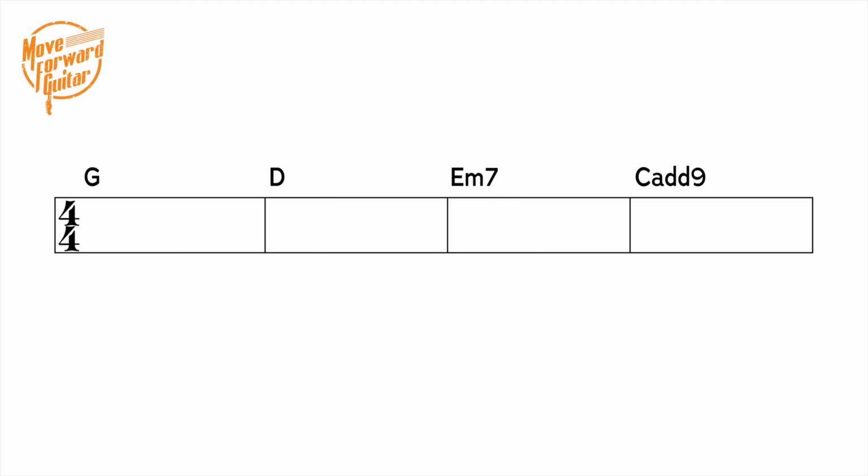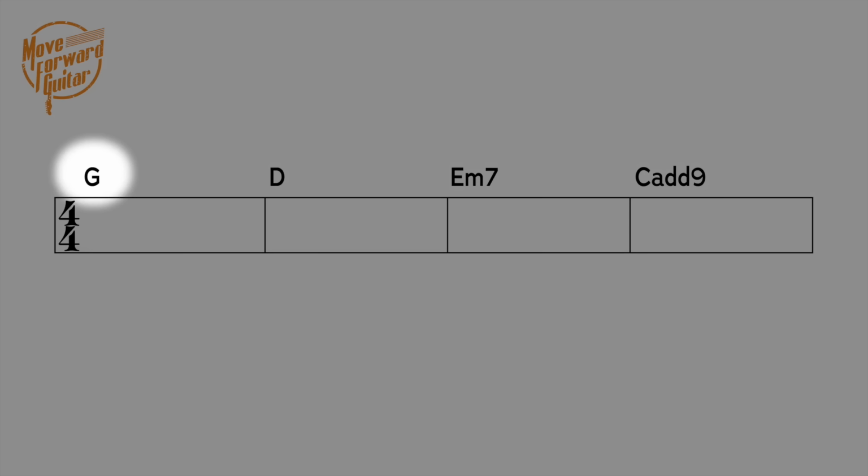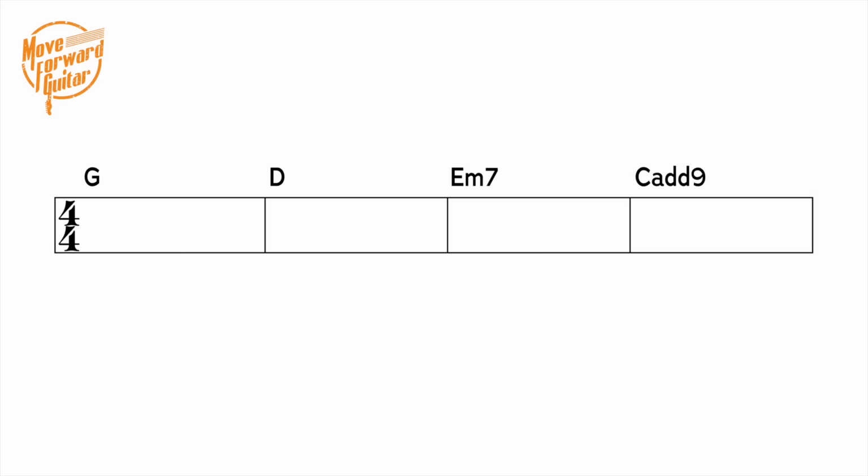Also, that's where you would start over if you wanted to repeat these bars over and over again, because you can play these four bars one time through, but then you can just keep repeating by starting back over on the G chord, repeating as many times as you want. And then when you're ready to end, just hit the G chord one more time to end.